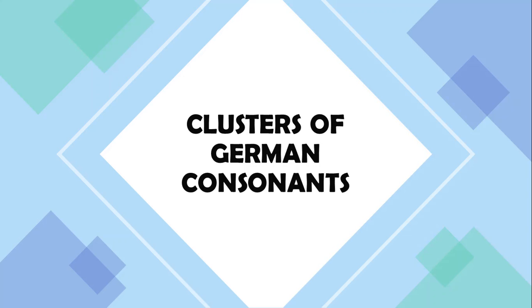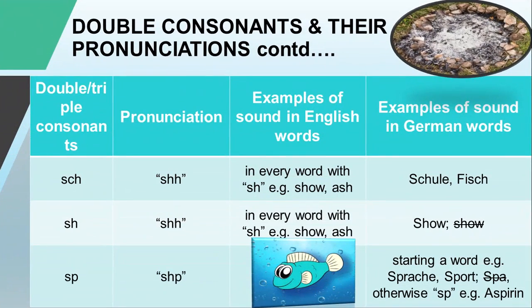In this tutorial part, I will continue with the groups of German consonants. Now we can have not only double consonant groups but also triple consonants occurring together, like in the case of S, C and H, which will have the sh pronunciation in German.